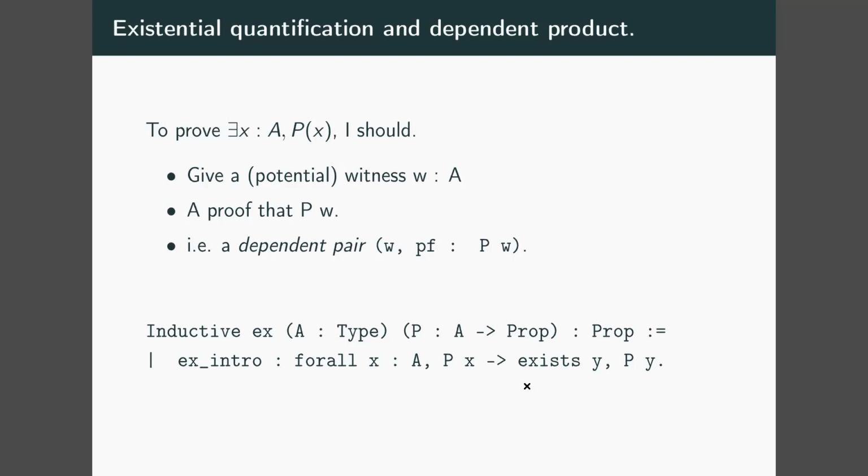Any questions here? What is this EX underscore intro colon? That is the constructor of this type. EX is the type. It has two parameters, a type A and P, a function from A to Prop, and it will give me a Prop, and this is the constructor. EX_intro is the constructor. It will take an X and a Px and produce this.